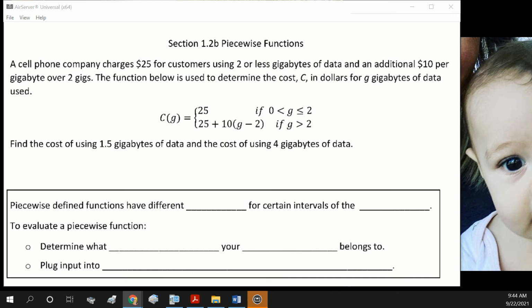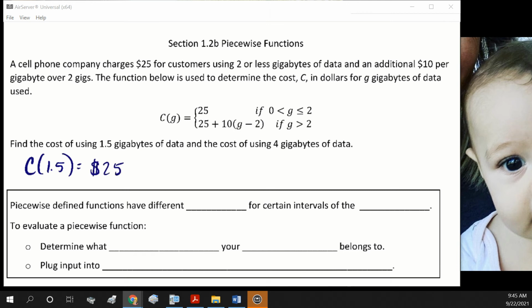So that is an example of a piecewise function. So you use a different piece for different parts of the domain. So the next sentence says we're going to find the cost of using 1.5 gigabytes of data and for using 4 gigabytes. So we're basically going to find C of 1.5. So how much do you think the customer has to pay if they use 1.5 gigabytes? $25.